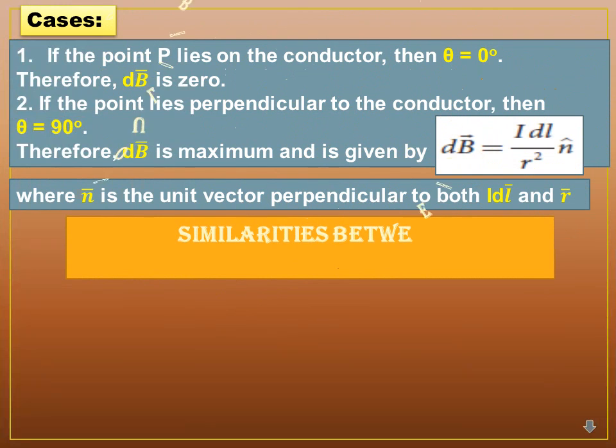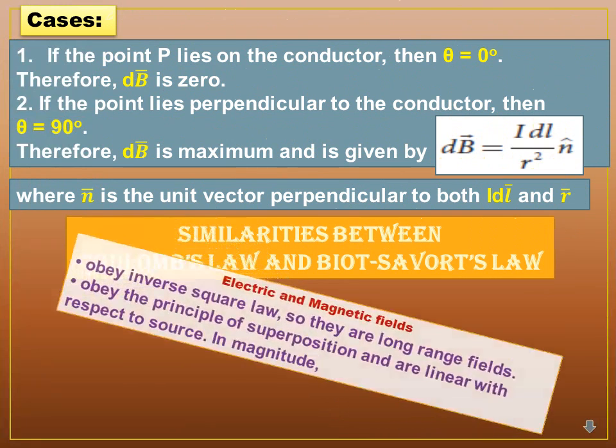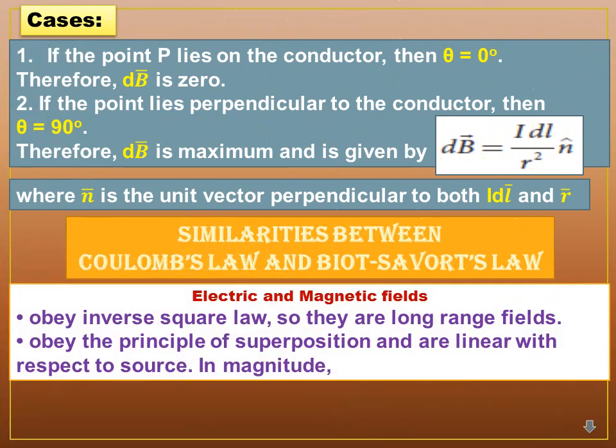Next one, similarities between Coulomb's law and Biot-Savart law. What are the similarities? In electric and magnetic fields, these laws obey the inverse square law, so they are long range fields. Second point, Coulomb's law and Biot-Savart law obey the principle of superposition and are linear with respect to the source in magnitude. E is proportional to Q and B is proportional to I dl. These are the similarities between Coulomb's law and Biot-Savart law.